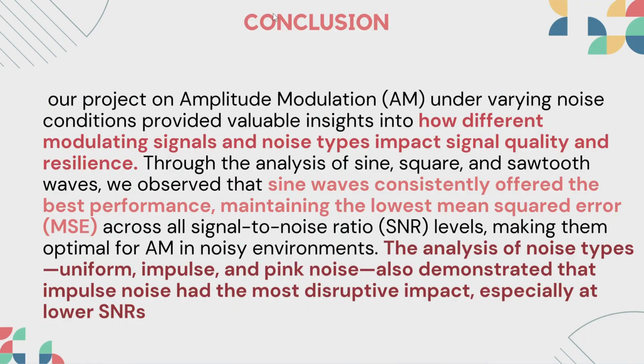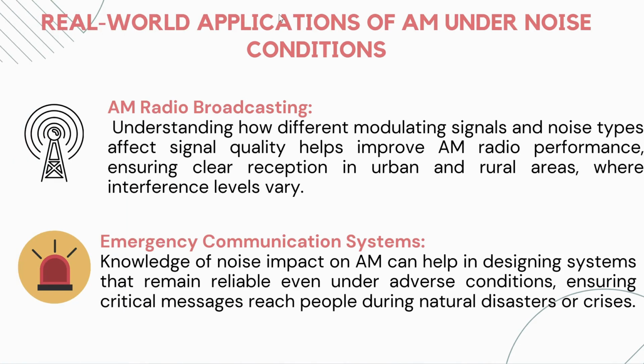Amplitude modulation under varying noise condition provided valuable insight into how different modulating signals and noise type impact signal quality and resilience. Through the analysis of sine, square and sawtooth wave, we observed that the sine wave consistently offered the best performance, maintaining the lowest mean square error (MSE) across all the signal to noise ratio level, making them optimal for AM in noisy environment. The analysis of noise type, uniform, impulse, and pink noise also demonstrated that impulse noise has the most disruptive impact, especially at lower SNR. Let's look at some real-world application of the AM under noise condition.